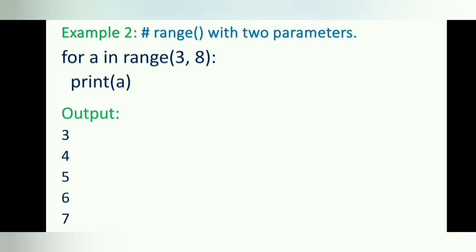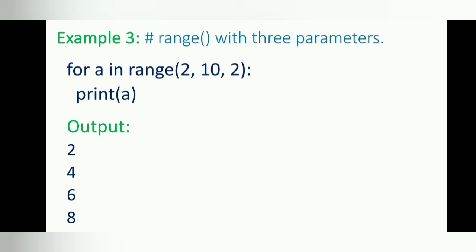In my program, the first time it is run, the variable a is set to 3. The print statement in the body of the loop will print the value of a, which is 3. In the next iteration, the variable a gets 4 and its value is printed, and so on until the final iteration where a gets 7. So when we pass 2 parameters to the range function, it returns a sequence starting with the first parameter up to but not including the number you gave it as the second parameter. In our case, it will return a sequence from 3 to 7.